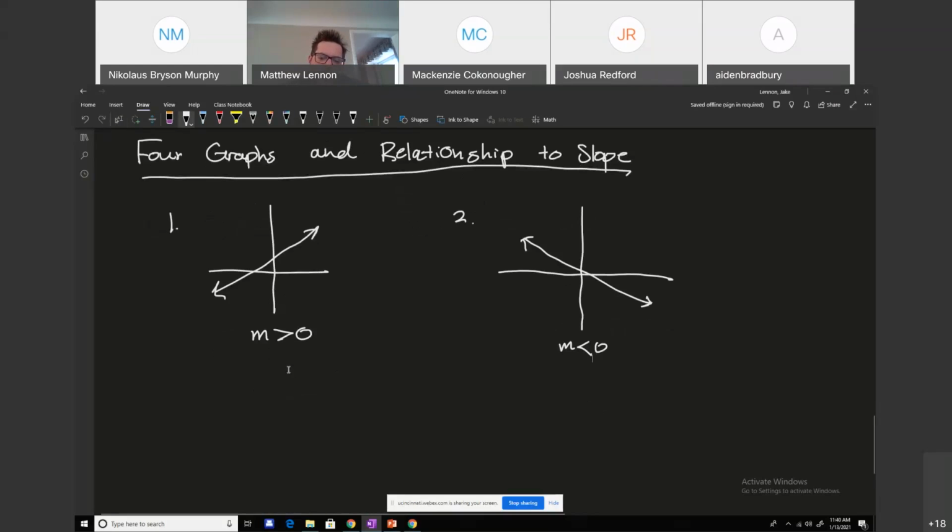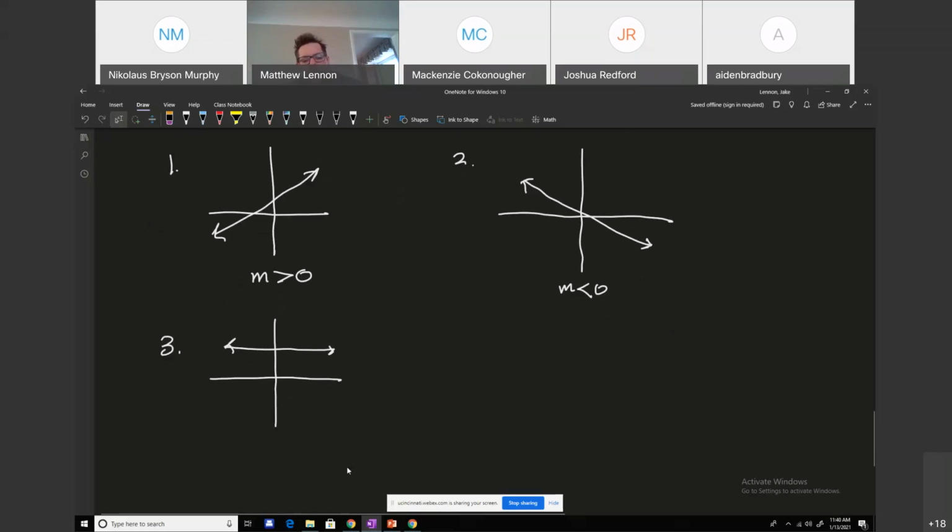But there's 2 other lines that come up occasionally. You could have a horizontal or a vertical line. So a horizontal line has a slope of 0. Notice all the points have the same y-coordinate on that line. So if you plug them into the slope formula, you would get 0 on top of your fraction. An example of an equation of a horizontal line would just be like y equals a number, something like y equals 5.